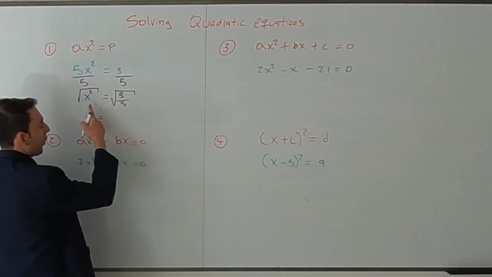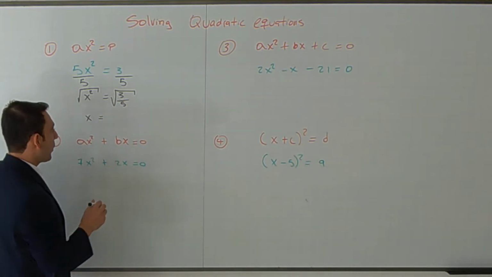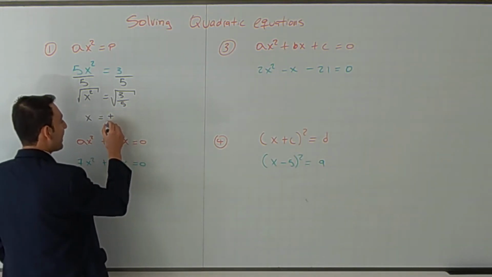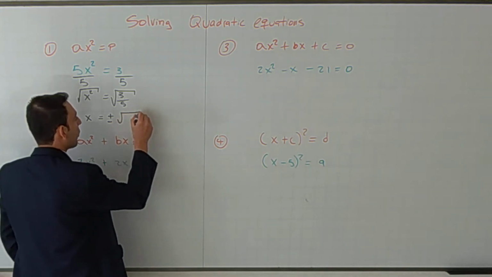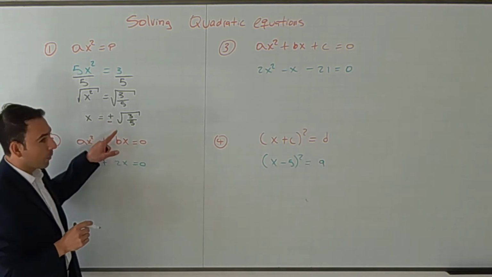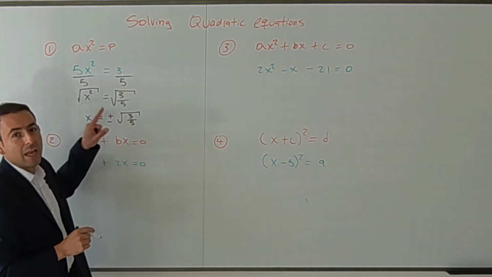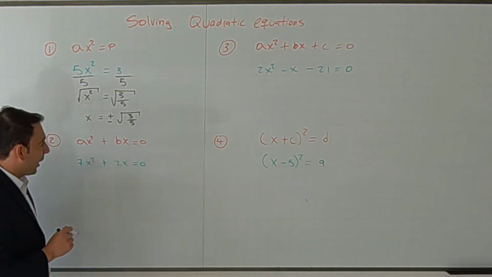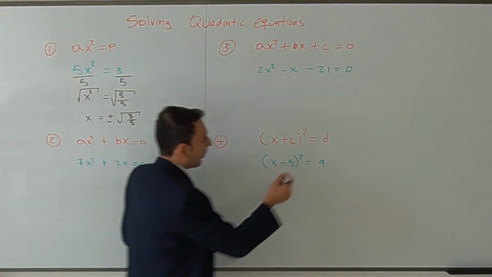When we apply the property of equality with square roots, we have to analyze two cases: plus and minus the square root of 3 over 5. We have to analyze two options: the positive answer and the negative answer. Okay? Why? Let me explain. I'm going to explain here.